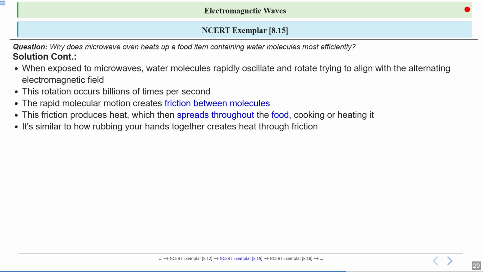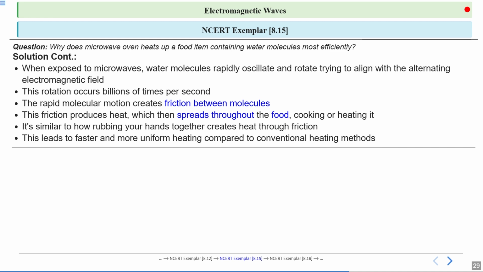In winters we generally rub our hands to keep our hands or fingers warm. So this is a similar effect. When molecules start rotating or oscillating, they rub against each other, due to which friction occurs, and friction produces heat. That heat spreads throughout the food, cooking or heating it. This leads to faster and more uniform heating compared to conventional heating methods. That is the complete mechanism happening within the microwave oven.